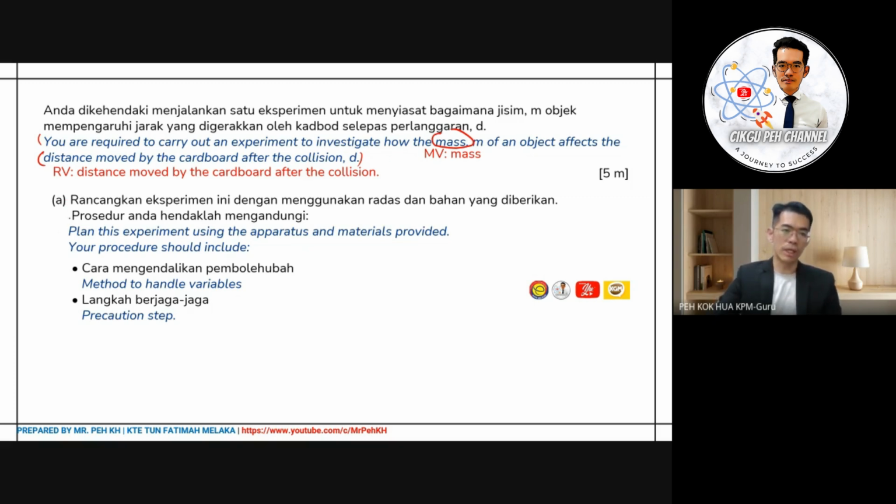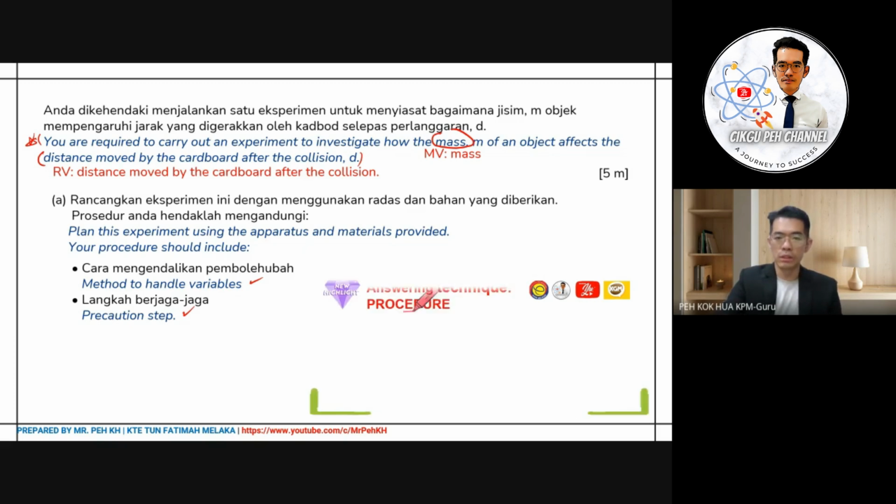And question A will be: plan this experiment using the apparatus and material provided. So your procedure should include a method to handle variables, and you have to give the precaution step. So that means this question already tells you this is the unguided practical, Amali Tidak Berpandu. So the procedure is not provided, and you need to write the procedure based on the aim given, together with the apparatus and material we just went through. Okay, so you have to plan the experiment yourself.